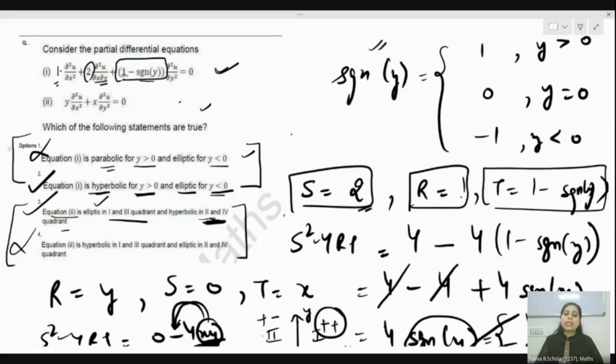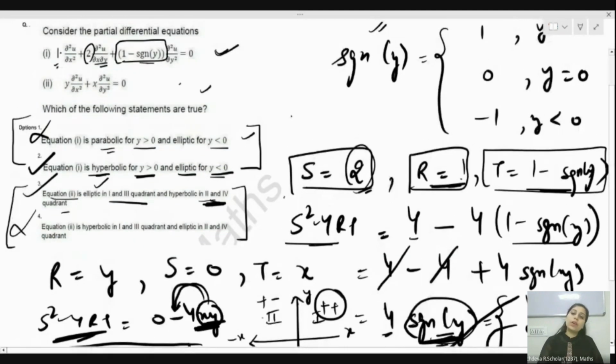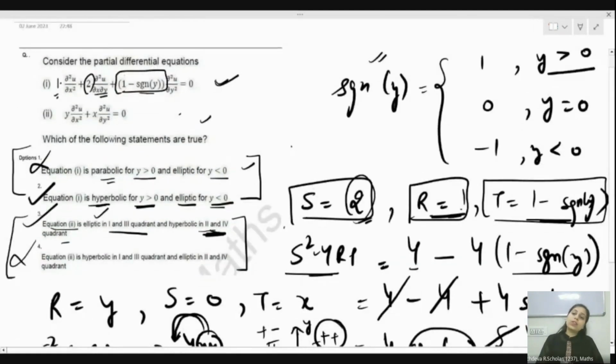So finding S square minus 4RT: 2 square is 4, minus 4 into R into T, that is 1 into 1 minus signum y. Solving further, 4 minus 4 plus 4 signum y. Cancelling 4 to 4, we get 4 signum y. Now we know about the signum function here. When y is greater than 0, the value is 1. When y is equal to 0, the value is 0.